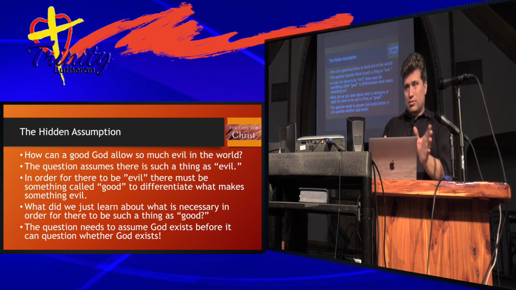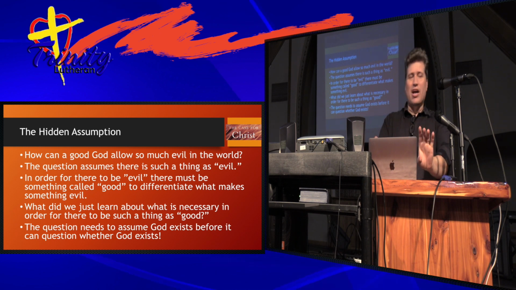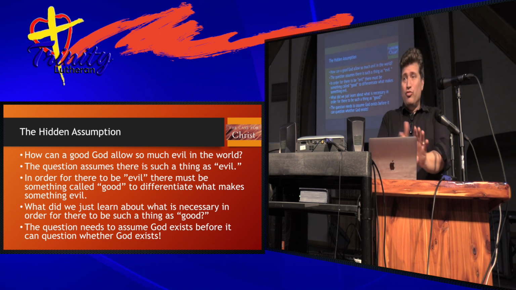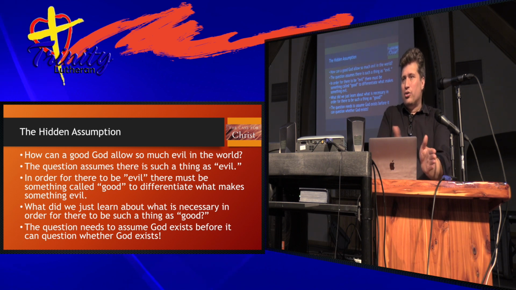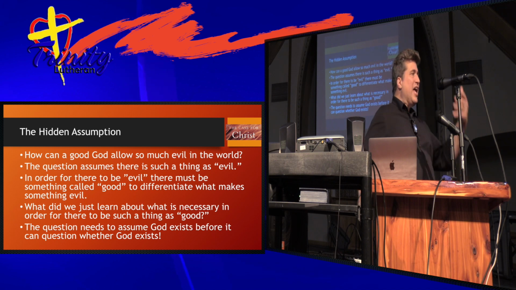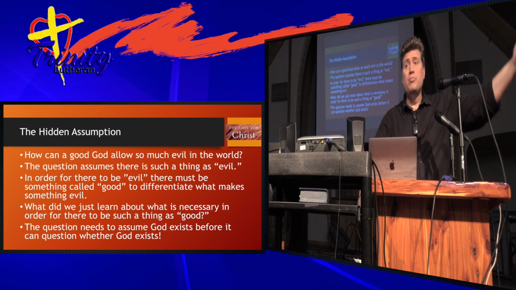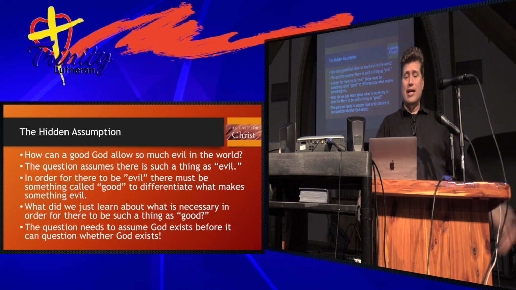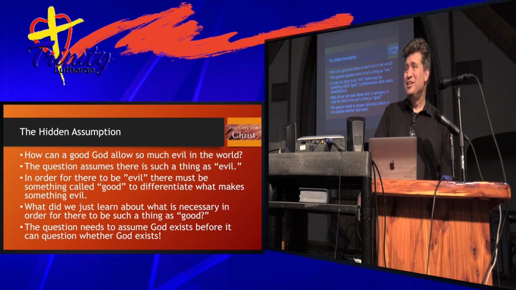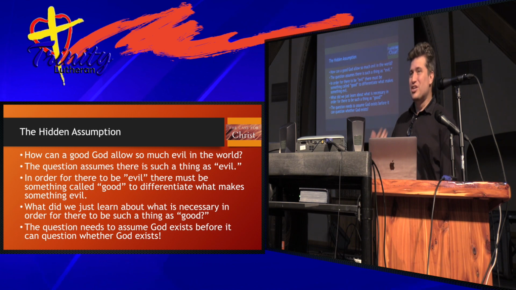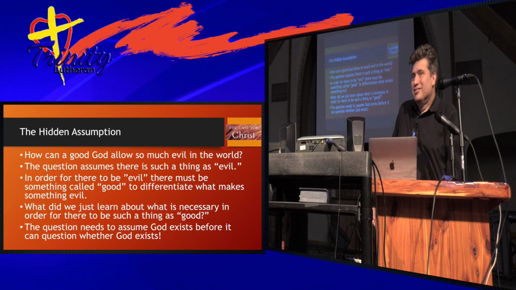Remember the white to black bar we shot from my editing software? You've got to know what the white standard is in order to know how far you're devolving from it, right? That's what makes something evil. So when you say there's evil in the world, you're assuming there's a standard of goodness to define what that is. But what did we just learn was necessary in order for there to be such a thing as good?